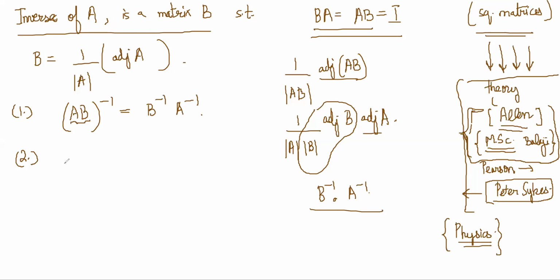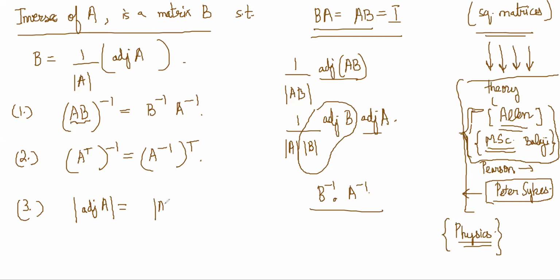The second one is A transpose inverse is the same as A inverse transpose. Then the third rule is: what is the det of adjoint A? Did we do that already? Yeah, we did it. Det of adjoint A is det A to the power n minus 1. Okay. Fourth one is det of A inverse is equal to det of A to the power of inverse.